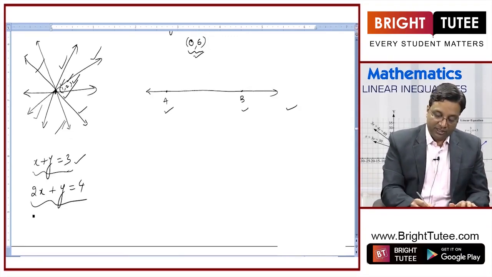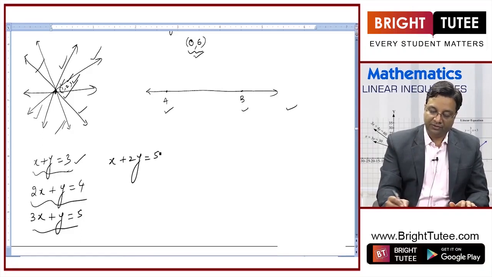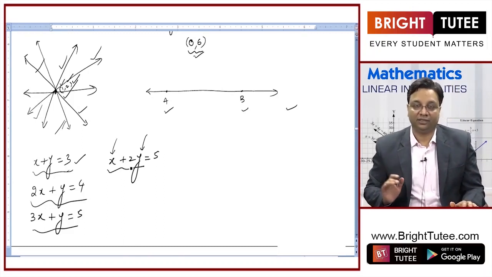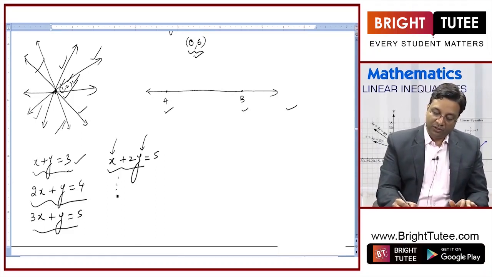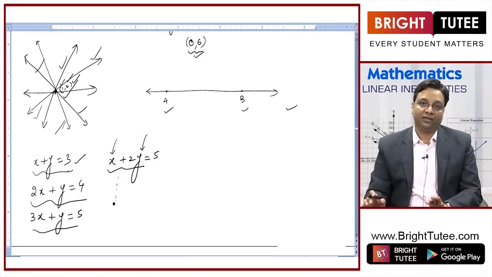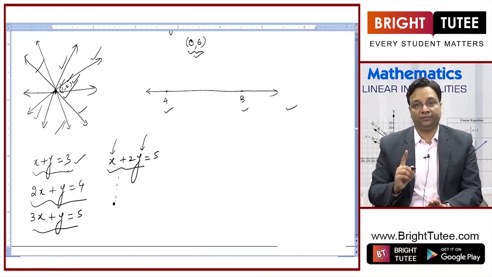Following this similar logic, I can keep on writing the lines 3x plus y is equal to 5, or x plus 2y is equal to 5. Why? Because if I put x equal to 1, y equal to 2, this will give me 5, right? So this will satisfy this equation. So I hope you understood that we can write infinite number of such equations, because there are infinite number of lines that can pass through a single point.